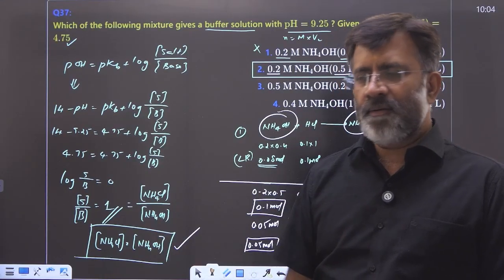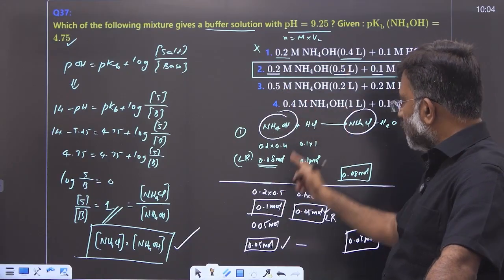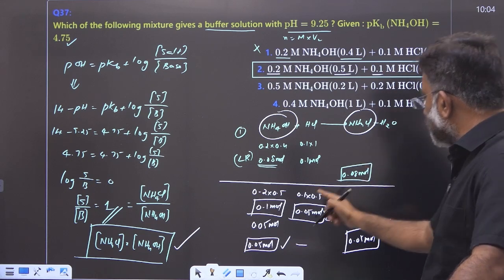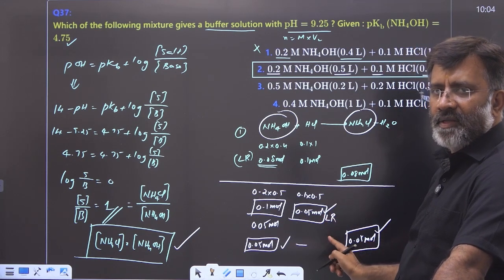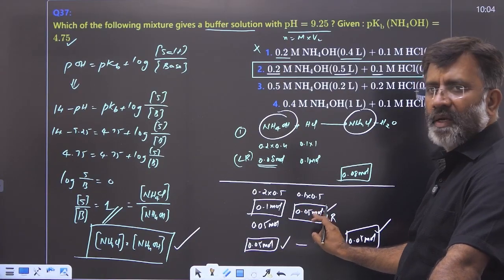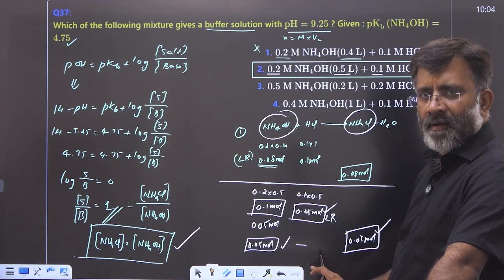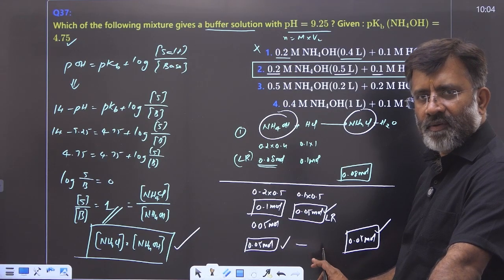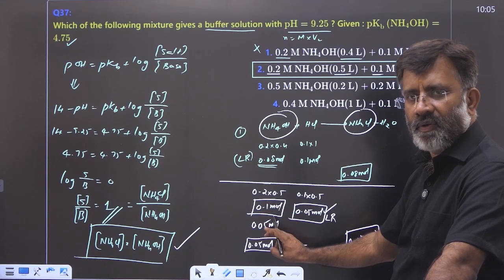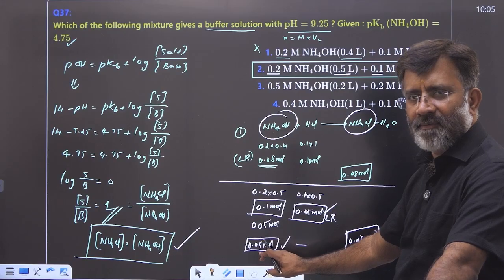How do we understand? Ammonium hydroxide quantity is 0.2 into 0.5, 0.1 mole, and HCl quantity is 0.1 into 0.5, 0.05 mole. It's very easy to understand. They react in a 1:1 mole ratio. So 0.05, this is the limiting reactant which is completely consumed. How much base available? Taken 0.1. How much reacts? 0.05 reacts. How much remains? 0.1 minus 0.05, 0.05 remains.